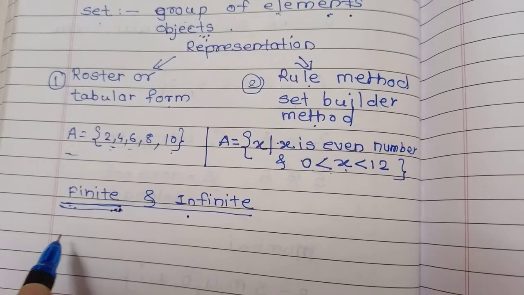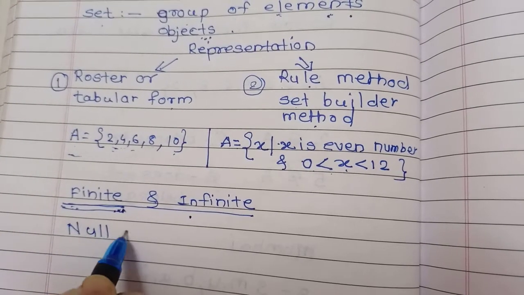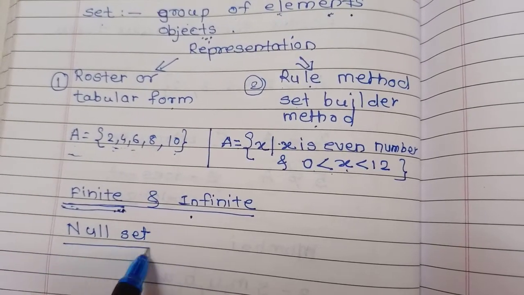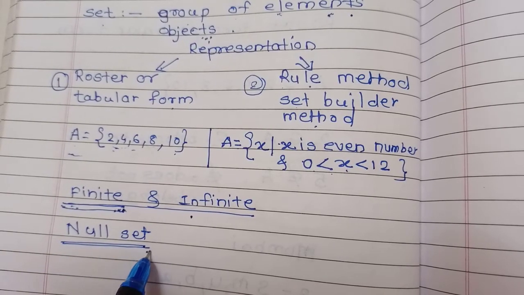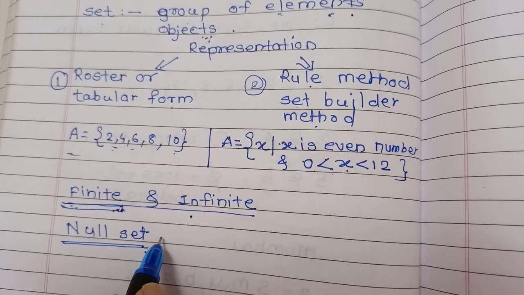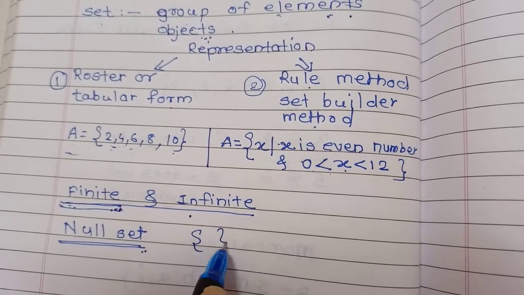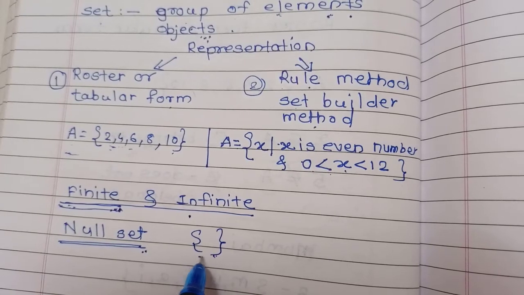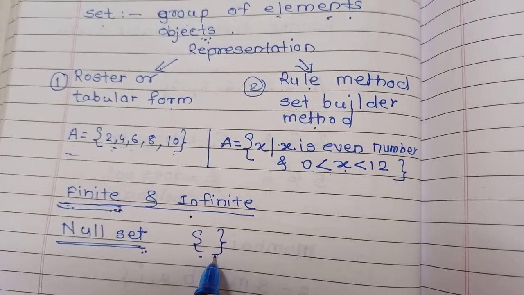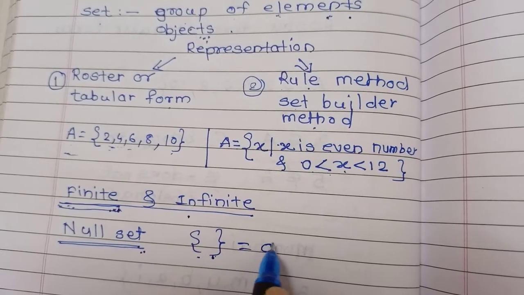The next type is the null set. A null set is a set which does not contain any element. So we can write the null set like this. You can see these curly brackets are empty because nothing is there, and we represent the null set with the symbol.